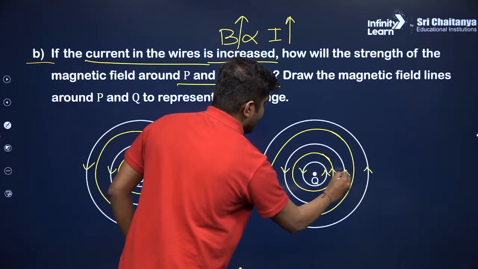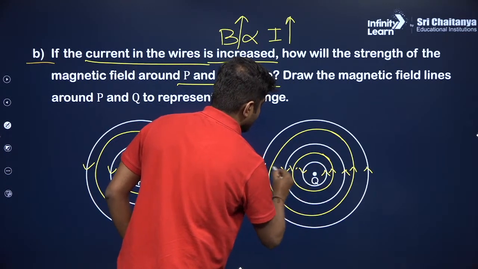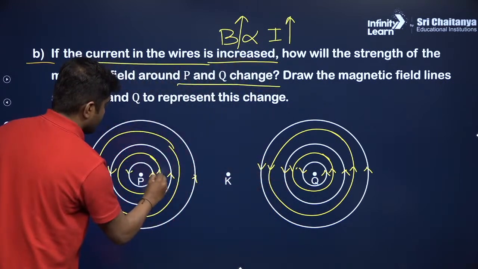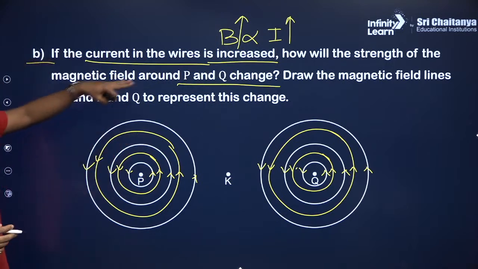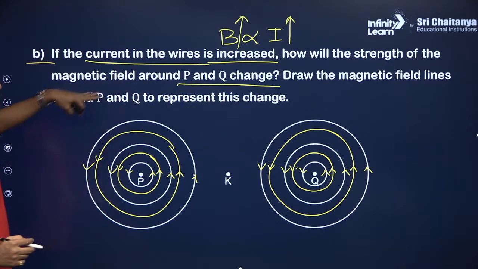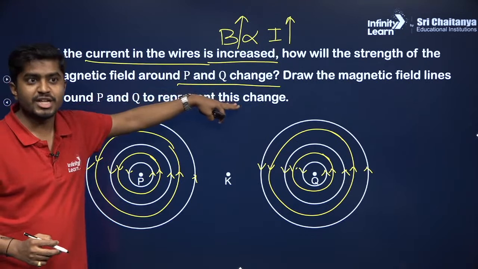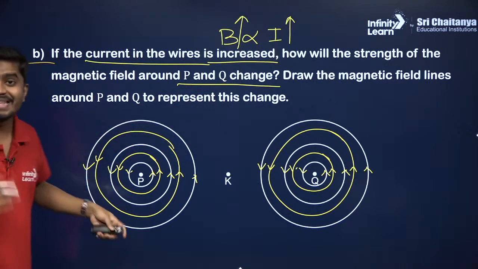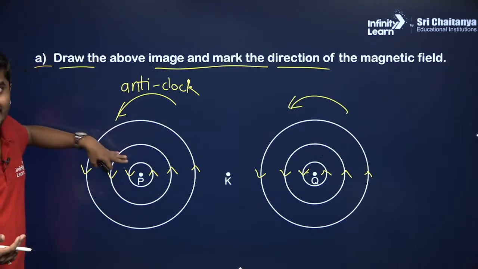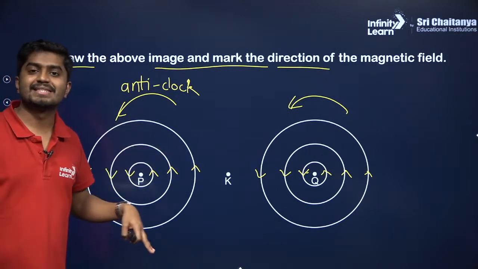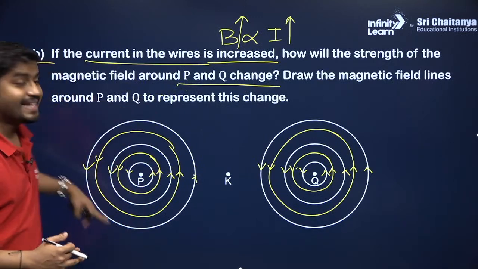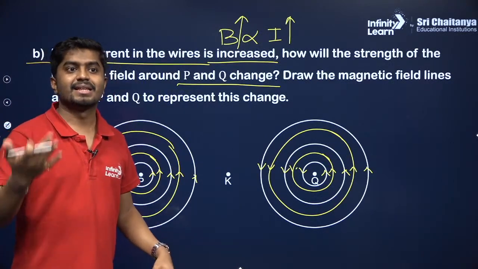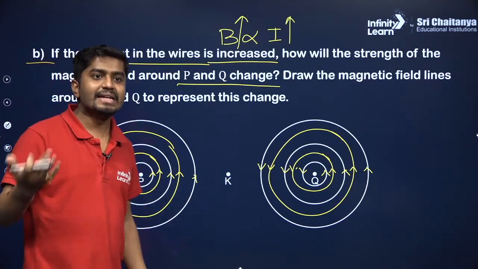So again you can mark the direction. So this is how you should show the diagram. So draw the magnetic field lines around P and Q, represent this change. So you see, now the density has increased. This was the earlier density, low number of field lines. That means the magnetic field strength is lower. Here the density of the field lines increased. That means the magnetic field is increased.